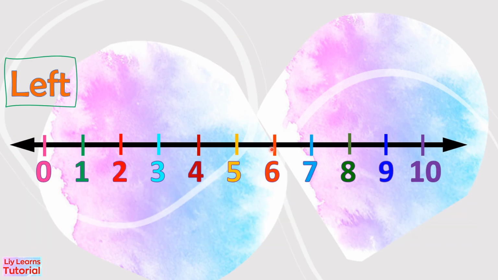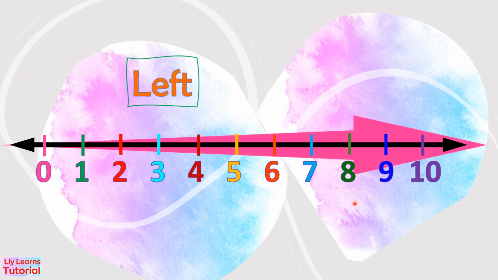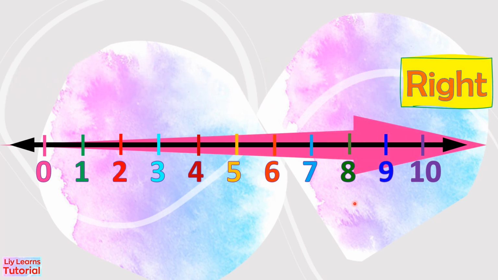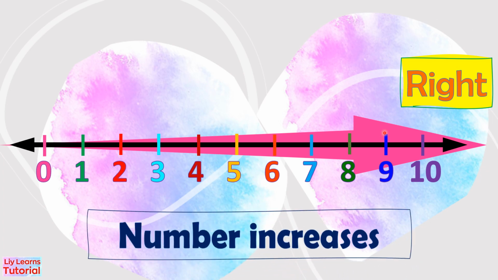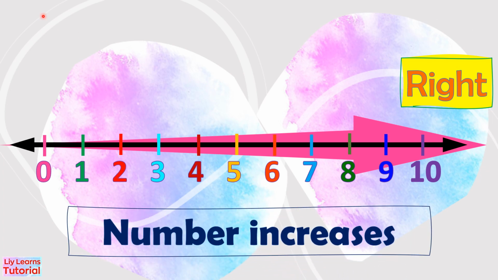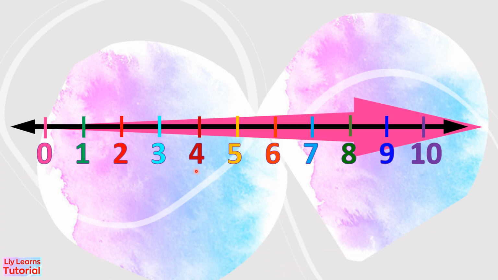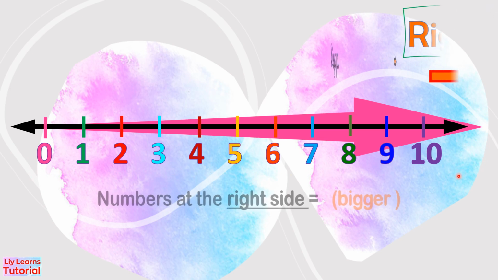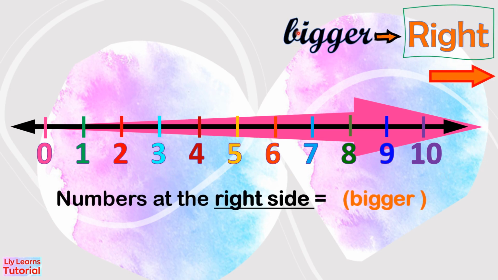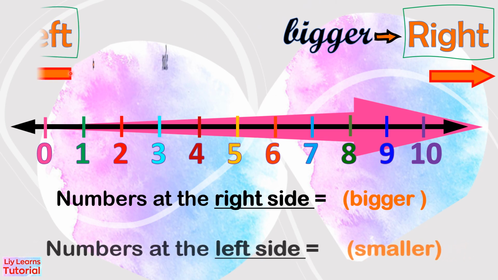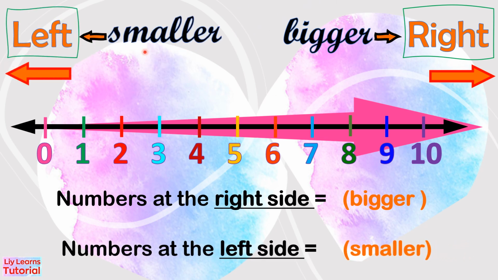On this horizontal number line, numbers are written from 0 to 10. The numbers increase as one moves from left to right. As we move further to the right of 0, the number increases. Looking at the number line, we can say that numbers at the right side are bigger, while numbers at the left side are smaller.